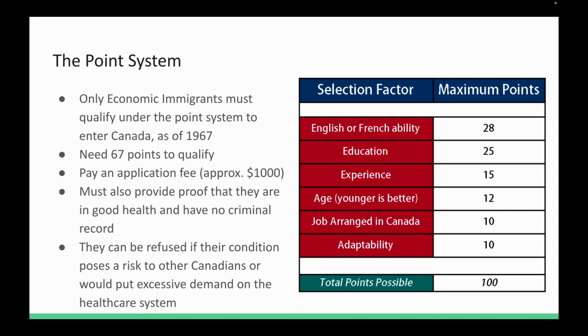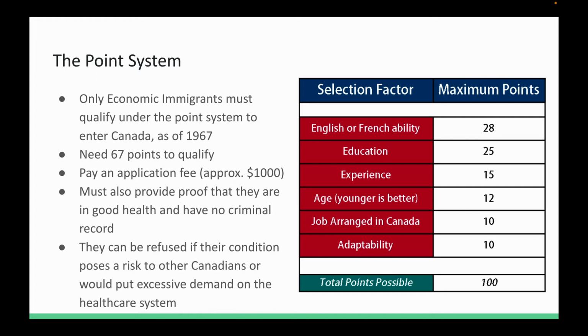Now, this was only for economic immigrants. And this all started in 1967, and you needed 67 points to qualify. I'm not sure if that 67 has to do with the 1967 year that it was implemented. I'm not entirely sure.